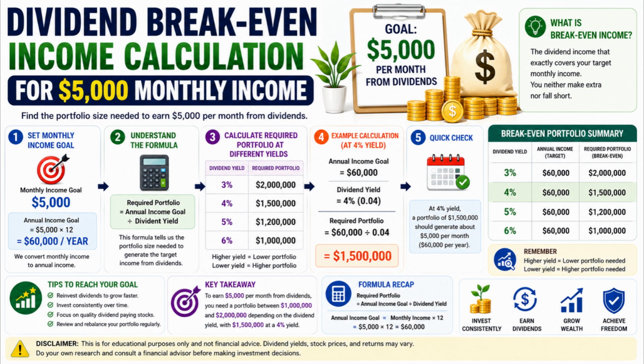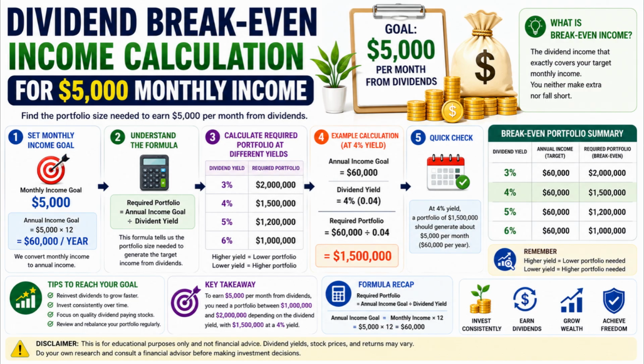First, set the monthly income goal. In this example, the target is $5,000 per month from dividends. Since dividend income is usually calculated yearly, we multiply $5,000 by 12 months. As a result, the annual dividend income goal becomes $60,000 per year.